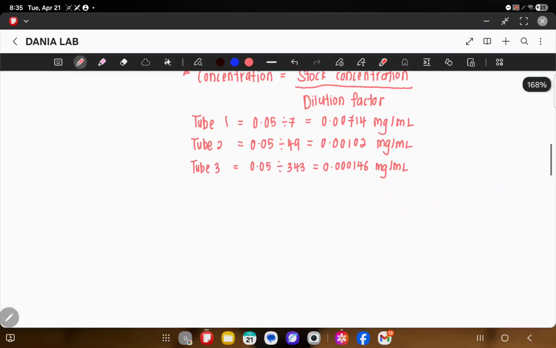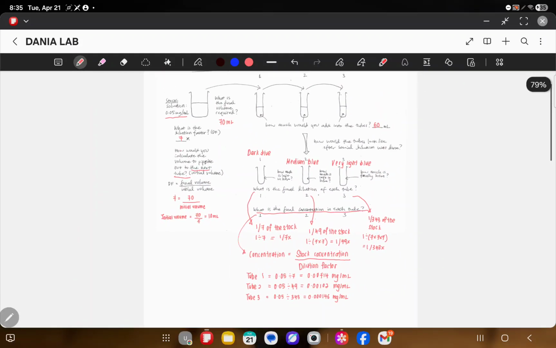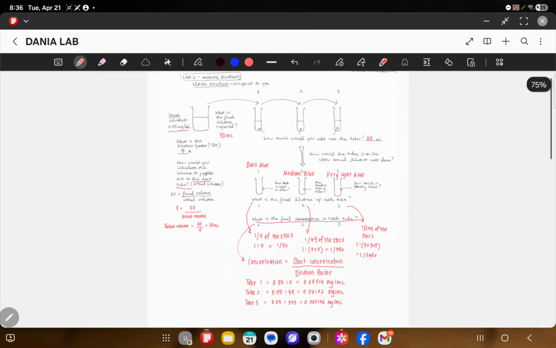In exercise 3 of our lab, we measured absorbance at 590 nm. According to the Beer-Lambert law, lower concentration equals lower absorbance. That is why tube 3 will have the smallest absorbance value.